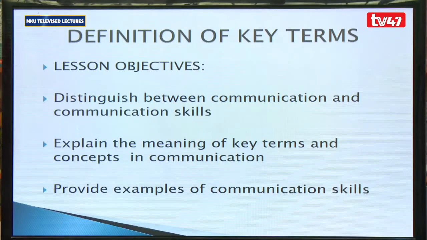Now, let me just highlight a few definitions of key terms that are crucial, that you need to keep in mind as we go on with our lesson. So we have the following lesson objectives. Objective number 1 is that by the end of this course, you need to distinguish between communication and communication skills. Number 2, you need to explain the meaning of key terms and concepts. For example, what do you mean by context of communication? What do you mean by code, among other terms? And lastly, you should provide examples of communication skills.